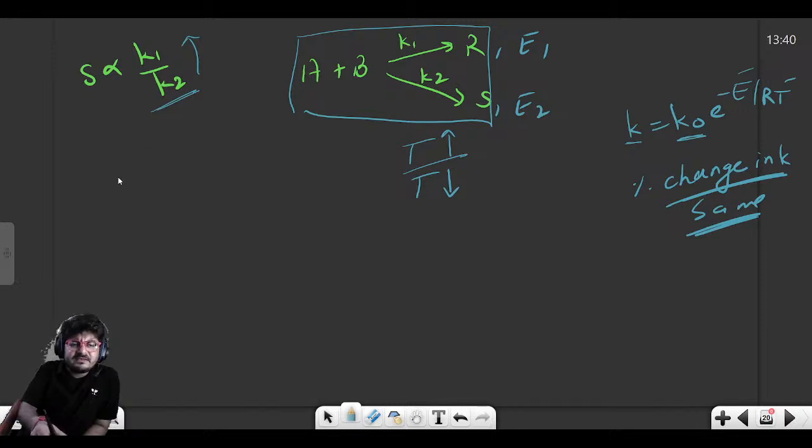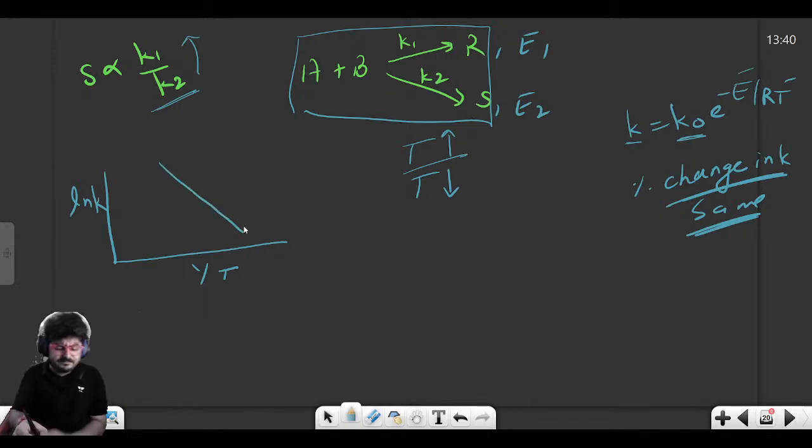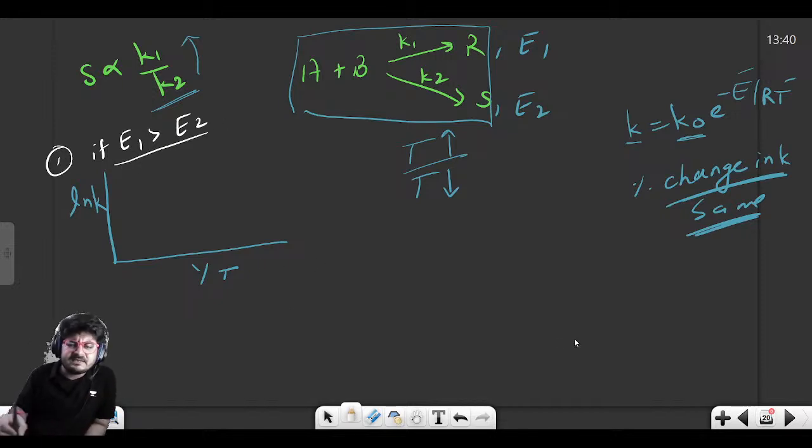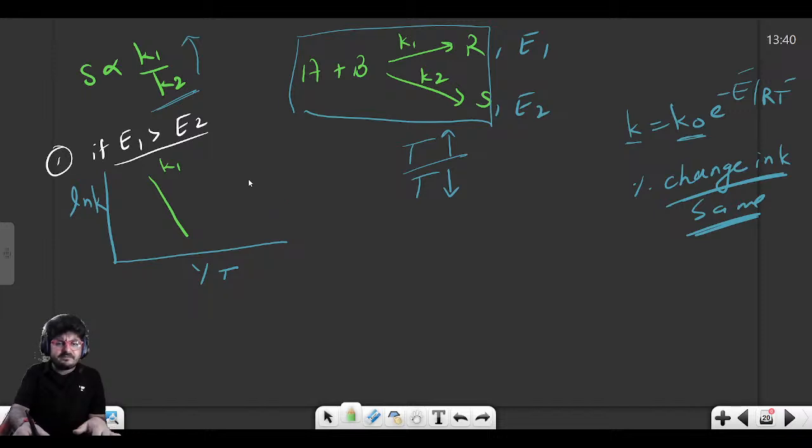So here to understand this, draw a curve between ln K versus 1 by T. If you remember from the Arrhenius equation, this curve between ln K versus 1 by T was a straight line having slope minus E by R. Right? I hope you remember this. The first case, let's say E1 is greater than E2. So here you can understand that the slope for the K1 curve will be high as compared to that for the K2 curve.